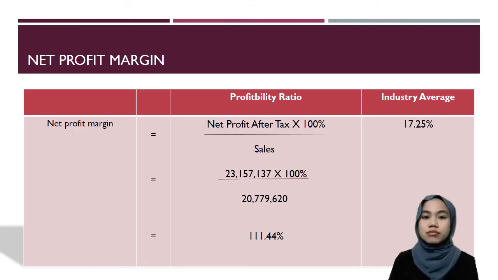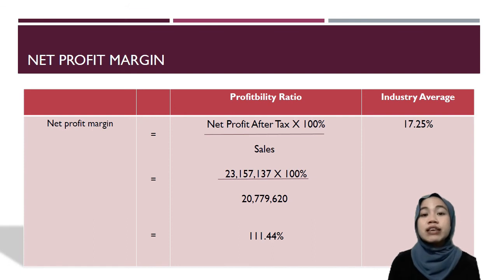Thank you, Shafinas, for the explanation. Next, I will be explaining about net profit margin. The formula for net profit margin is net profit after tax divided by sales times 100%. For the profitability ratio of net profit margin, the total that we got is 111.44%, while the industry average is 17.25%.